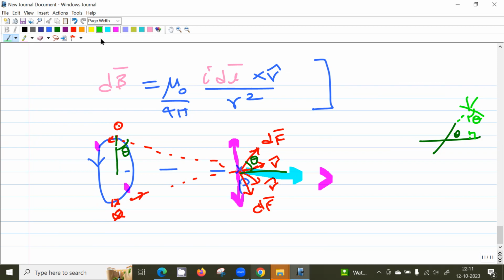This theta is between the vertical and the radial direction. So perpendicular to the vertical is the horizontal direction, and perpendicular to this radial is this direction, because dF is perpendicular to R cap. So the dF direction is perpendicular to R cap, and the angle between these two perpendiculars is also theta.